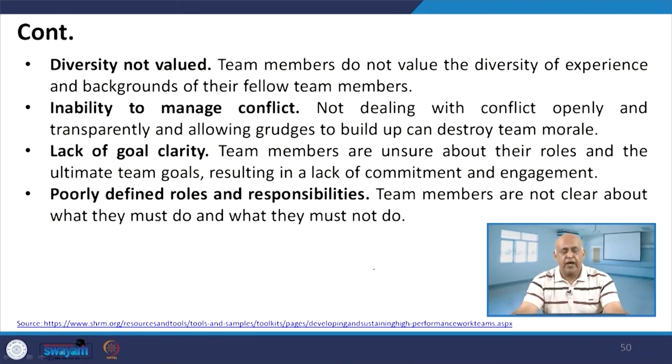Also, we have to understand how diversity, when working together, is not valued, and then how we get the work done is a question. So the inability to manage conflict is there. Naturally, there are different personalities. Every personality is different from the other, right? And then they are working together. So naturally there will be conflicts, but the conflicts have to be resolved. And if the leader is not able to resolve the conflict, the leg pulling and back biting, right? This will be the culture.